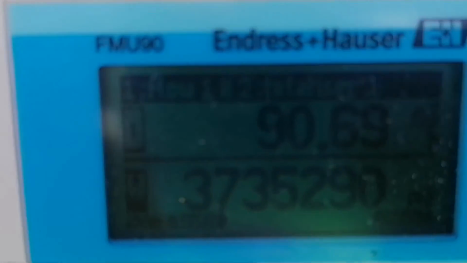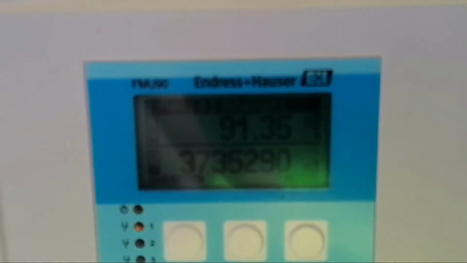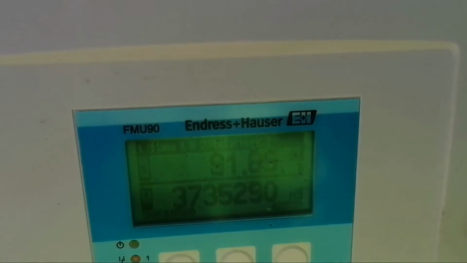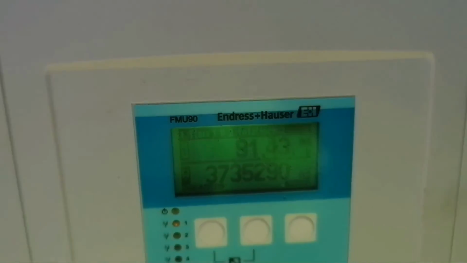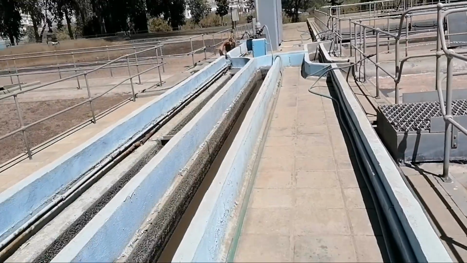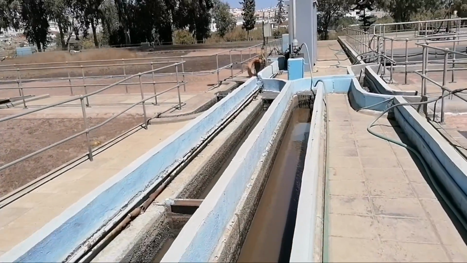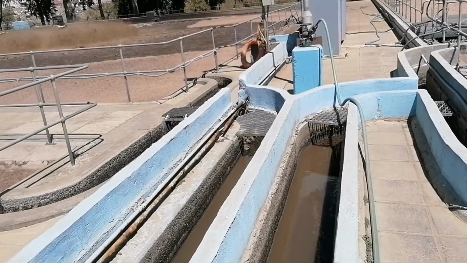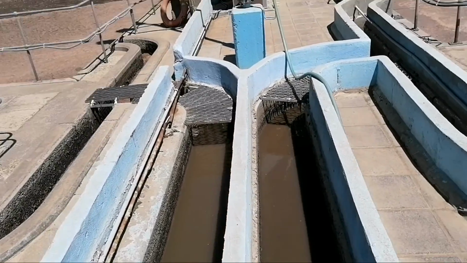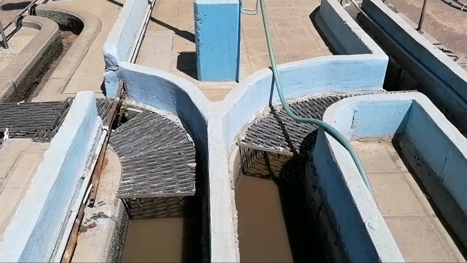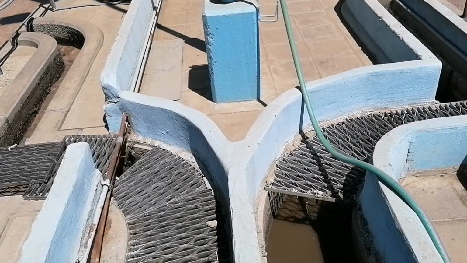Okay, so you can see 88, 91 meter cube per hour. Like that, two transmitters are there. So now the water is going here. Once the water is going here, you can see the water is distributed. This is going for aeration 1 and this is going for aeration 2.